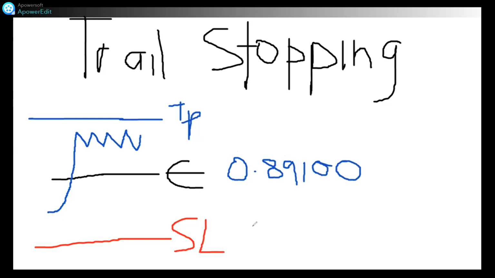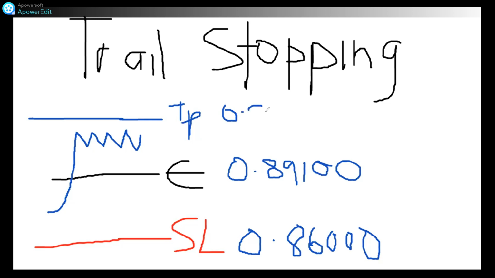Let's say the stop loss was 0.86000. Let's say I'm giving this take profit 50 pips. Now I told you yesterday that when you're adding 50 pips to this, the 50 will be added to this 1 and 0. So that will be your what? Your stop loss. Or sorry, your take profit.